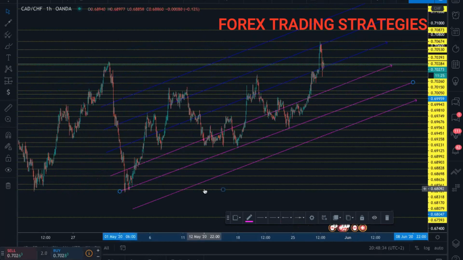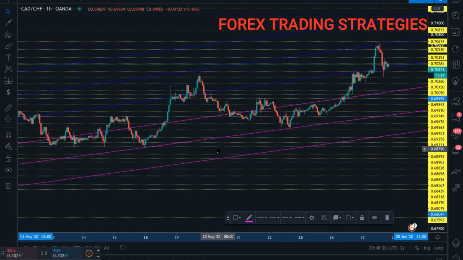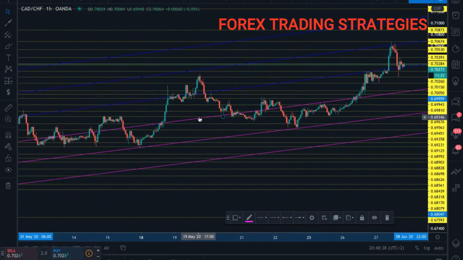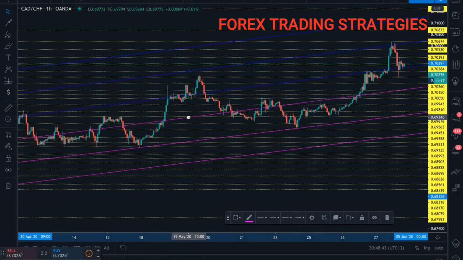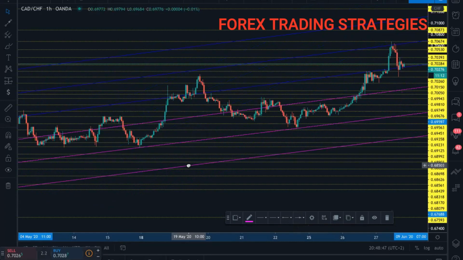Some people are actually required to go on a lower time frame, and it's allowed. Remember, there are no rules, right? There's no right or wrong. It's just understanding what you're doing.